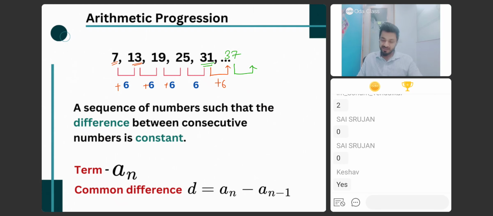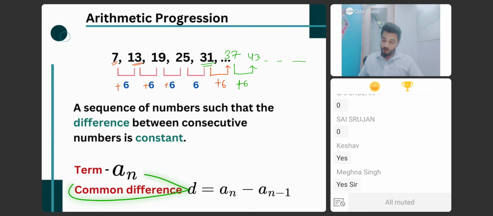The name itself is difficult, arithmetic progression sounds a bit complex, but actually nothing seems difficult in it, right? So again, if you add 6 to 37, what you will get is 43, right? In that way you can find out. Now, I was talking about a very important part of arithmetic progression, that is called the common difference. Common difference is always represented by D.